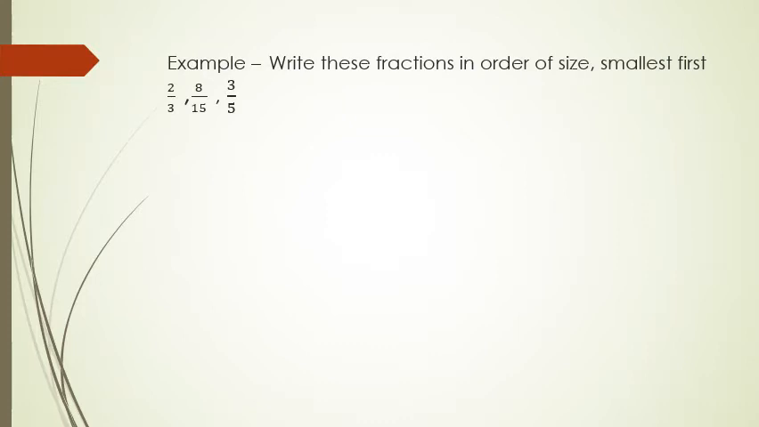There is an example given in front of you. Write these fractions in order of size, smallest first. 2 by 3, 8 by 15, 3 by 5. Now here, look at the fractions. They have the denominators 3, 15, 5. The biggest is 15. We can convert 3 to 15. We can even convert 5 to 15. So we will take 15 as our common denominator and we are going to work with the other two fractions, 2 by 3 and 3 by 5, so that we can make the denominator 15 also.